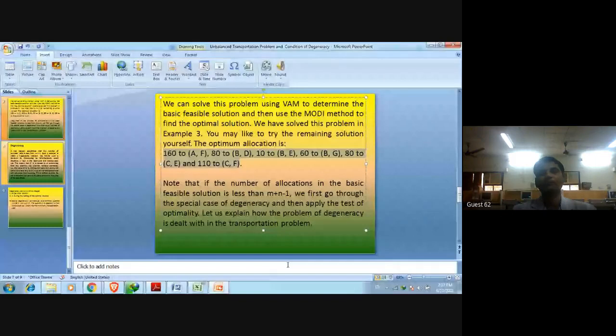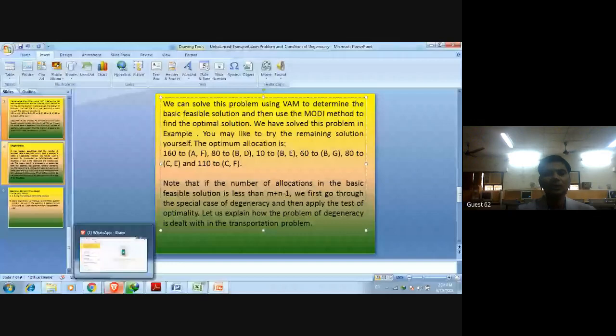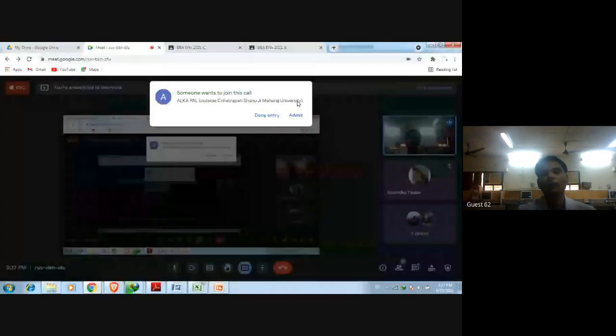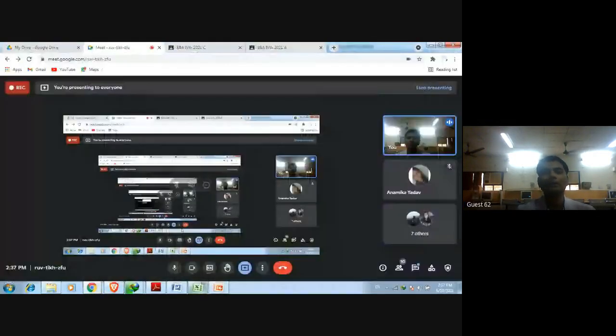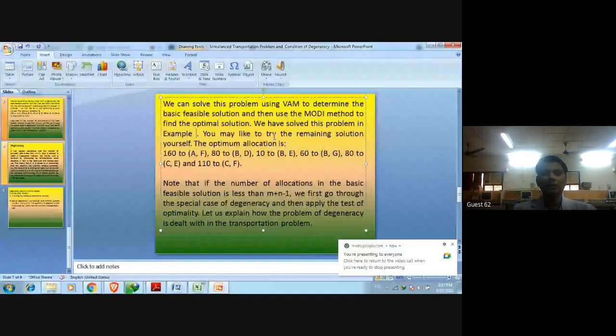Now again we have to check something else. We have solved this problem in an example; we have already solved the transportation problem by the WAM method. Now you may like to try the remaining solution yourself. Okay, the optimum allocation will be like this.